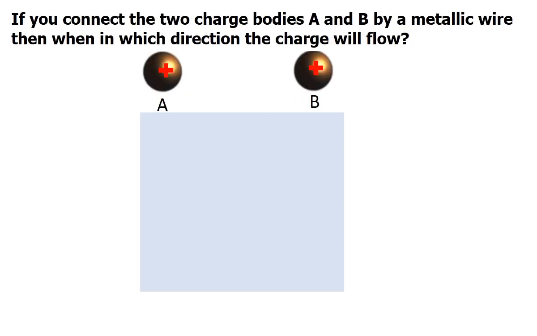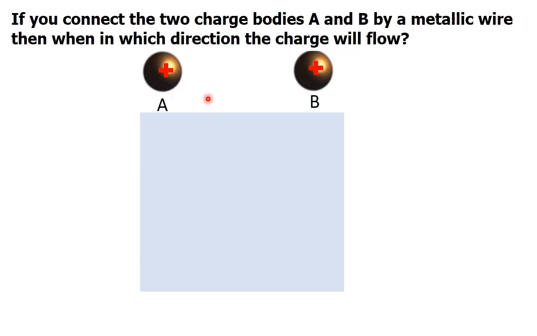That's the relation between electric intensity and electric potential. Now I am going to give some important information on the topic of electric potential. It will help to solve mathematical problems. The first thing is, if you connect two charged bodies A and B by a metallic wire, then in which direction will the charge flow?